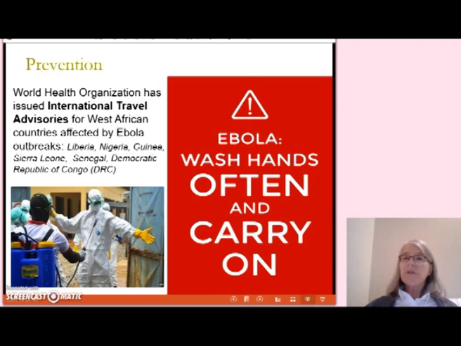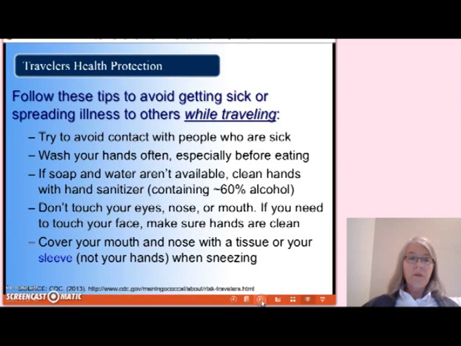And this is almost like what you would see when you have radioactive material. These types of decontamination procedures were very elaborate, and so they had to experiment to see what worked best. Again, avoid getting sick by, when you're traveling, just try to be sure to wash your hands.